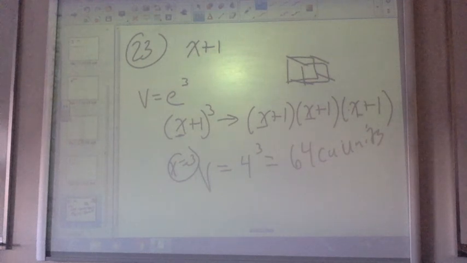25. Hold on. 25 says, find the sum or difference and classify the result by degree and number of terms.